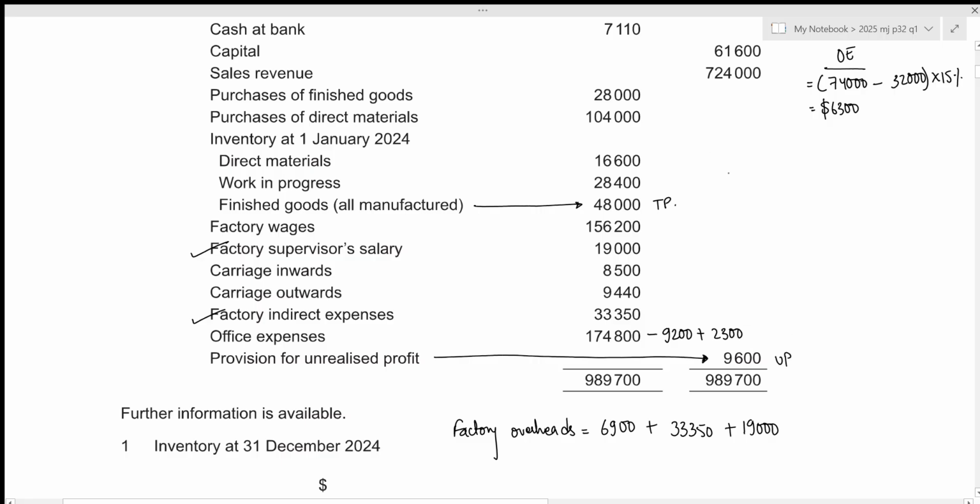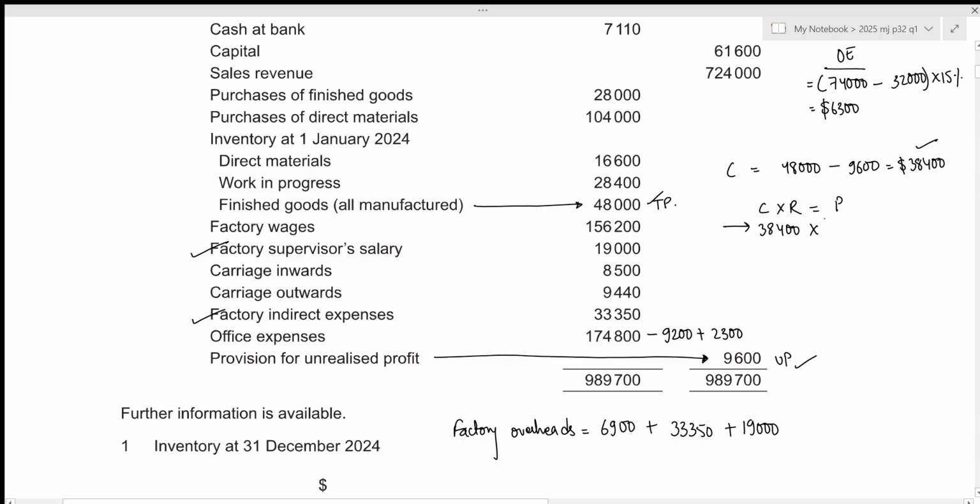Now the cost of our finished goods at the opening date will just be the transfer price of 48,000 minus the provision for unrealized profit of 9,600. This will result in the value of 38,400. Now we need to calculate the rate. Basically, while figuring out the profit, it will just be cost times rate, which will be equal to profit. We know the cost in this case to be 38,400.